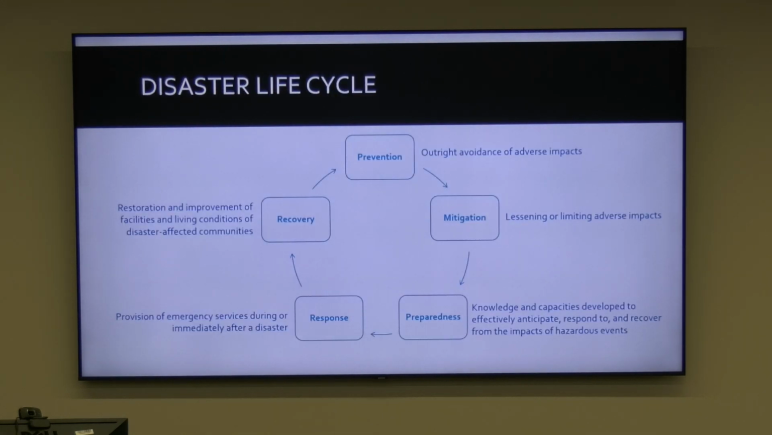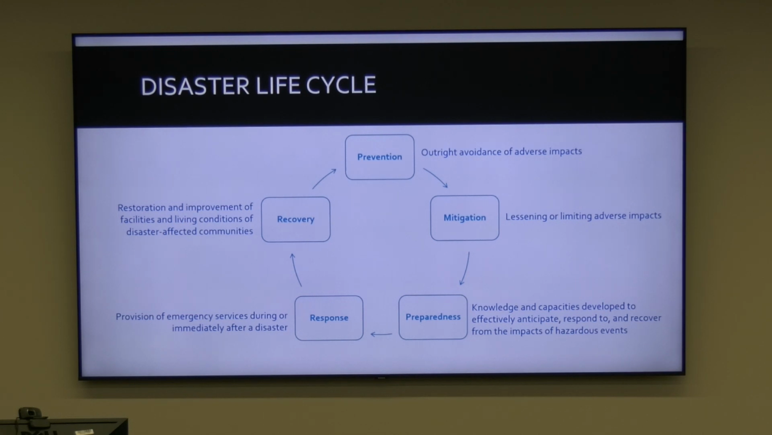So all disasters follow a basic life cycle. In this PowerPoint presentation, I will be focusing on preparedness and response, but we can go over all of the elements of the life cycle. So the first part of the life cycle is prevention. So this is the outright avoidance of adverse impacts resulting from a disaster. So during this presentation, I will likely refer to several different types of disasters, but I will try to maintain examples mostly from hurricanes because that's what my second presentation is on as well.